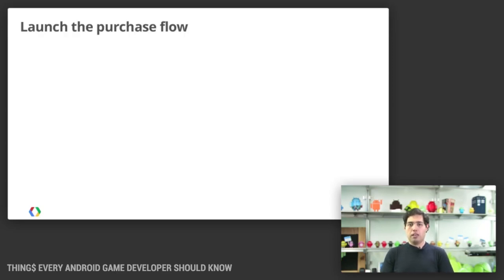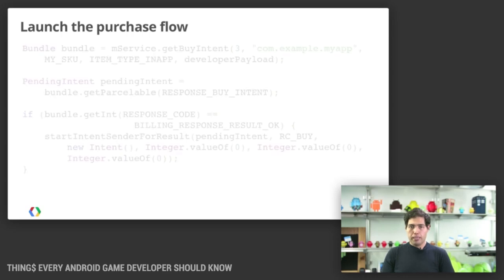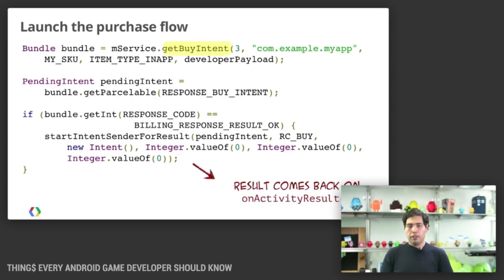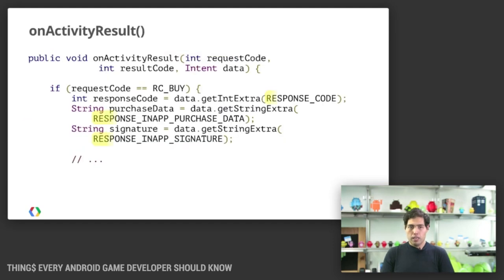So how do you launch this purchase flow? You can call getBuyIntent to get an intent that's going to launch the purchase window, and then you launch that intent using startIntentSenderForResult. The results of the purchase are going to come back through your activity's onActivityResult callback. At that point, you get the purchase response code, the purchase data, and the signature.